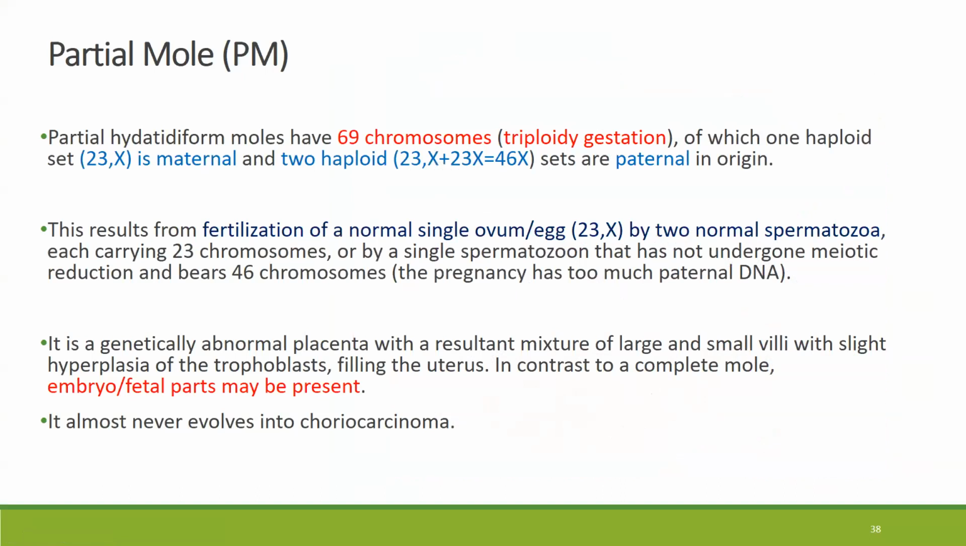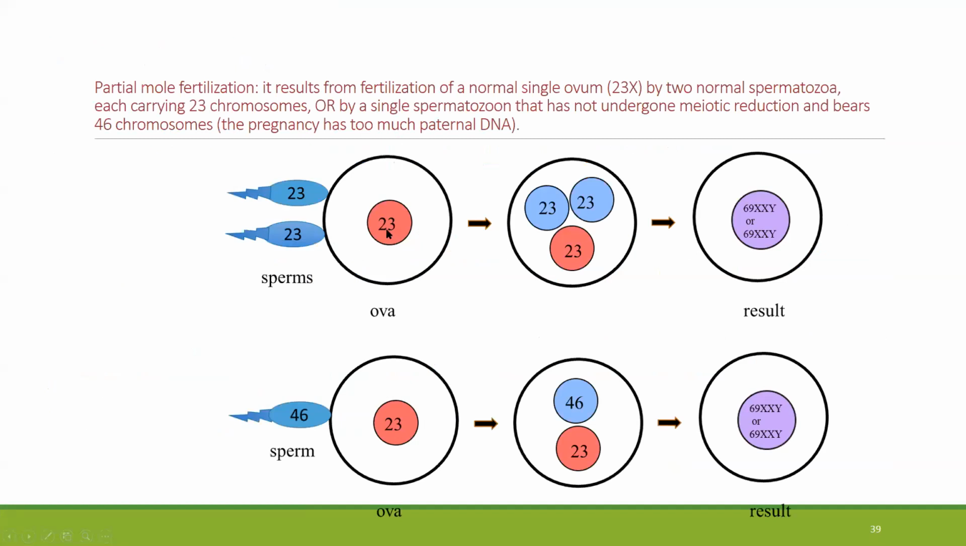Partial mole is different from complete mole. In partial mole, we see 69 chromosomes: two sets paternal and one set maternal. So we have one set of chromosomes from the mom, but the problem is that we have two sets of chromosomes from the dad, giving 69 chromosomes. This is the most common scenario for partial mole.